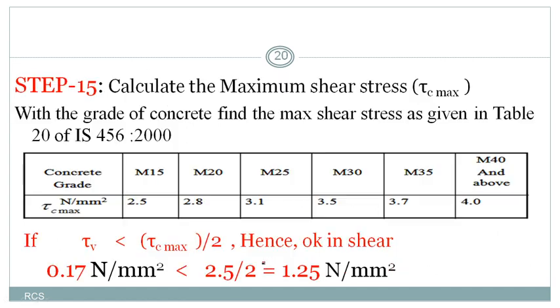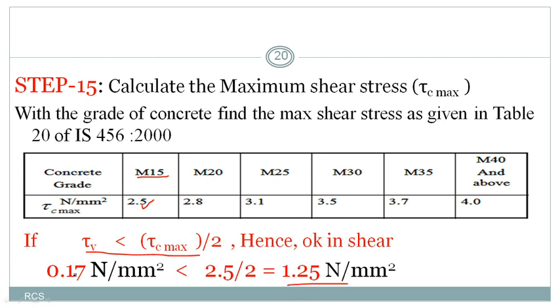That is the nominal shear stress. Then we have to calculate the maximum tau C max, which depends upon the grade of concrete. In this design we are using M50 grade of concrete. The corresponding tau C max is 2.5. For the slab to be safe against shear, it has to satisfy this condition also: tau V is less than tau C max by 2. Hence our tau V is 0.17 and tau C max by 2 is 1.25.